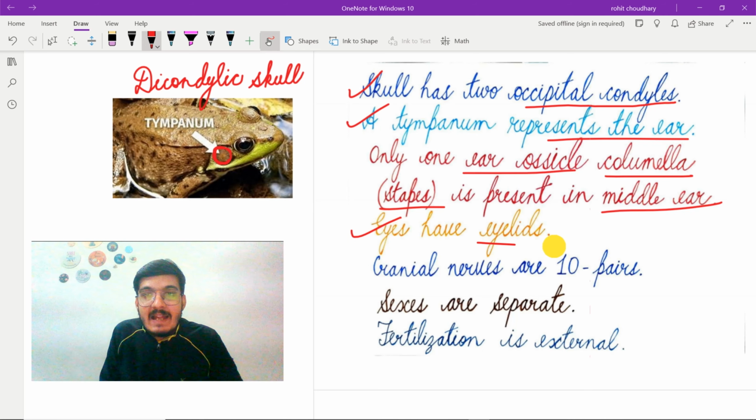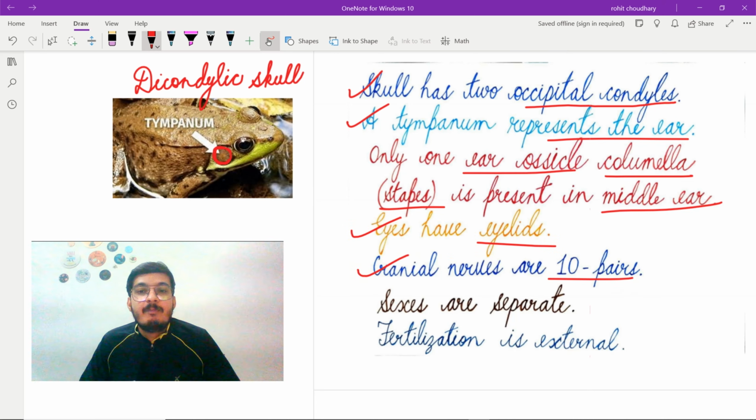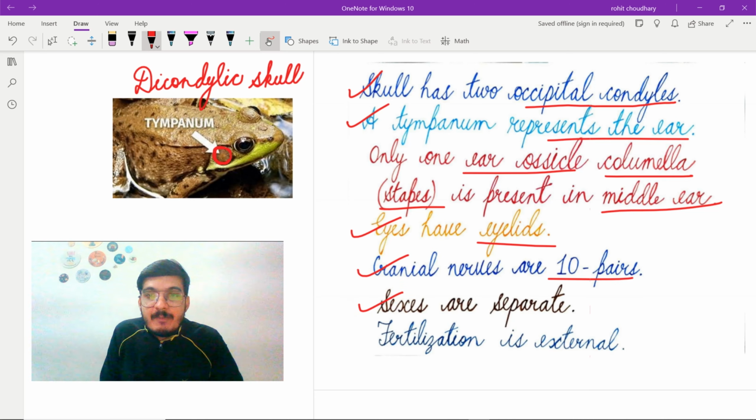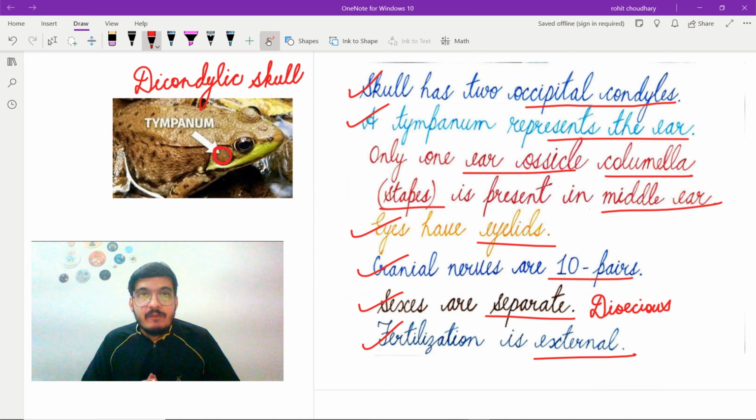Eyes have eyelids present. Cranial nerves are 10 pairs. Cranial nerves connect the brain to the head, spine and trunk. Sexes are separate. If the sexes are separate, we use a term that is dioecious or unisexual. And fertilization is external, but as you know, exceptions do exist everywhere. Fertilization is internal in case of salamander and ichthyophis.